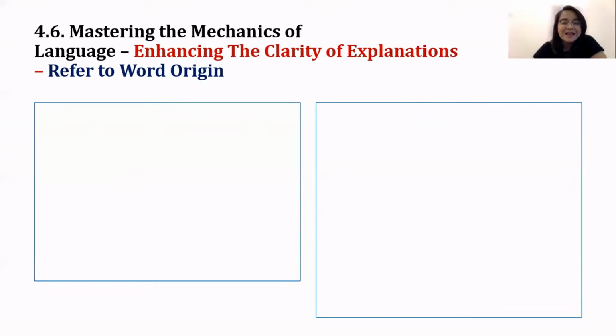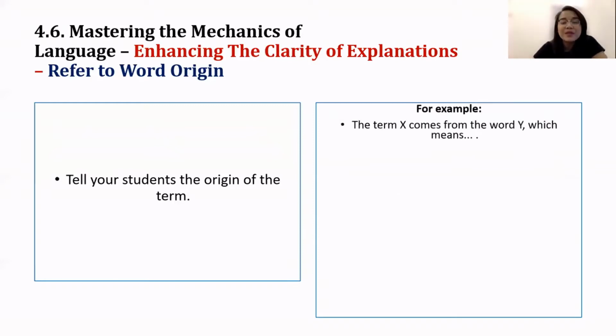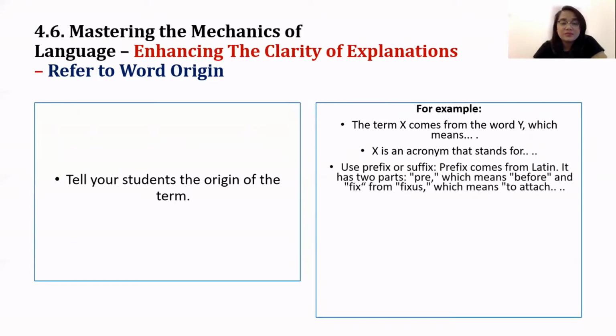Moving on. Enhancing the clarity of explanation can be done by referring to word origin. Tell your students the origin of the term. For example, repeat after me. The term X comes from the word Y, which means. X is an acronym that stands for. Use prefix or suffix. Prefix comes from Latin. It has two parts, pre, which means before, and fix, from fixes, which means to attach.